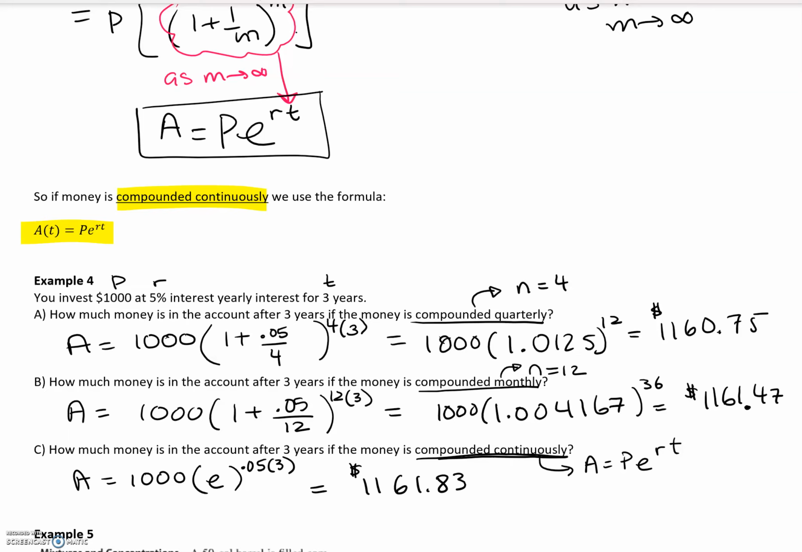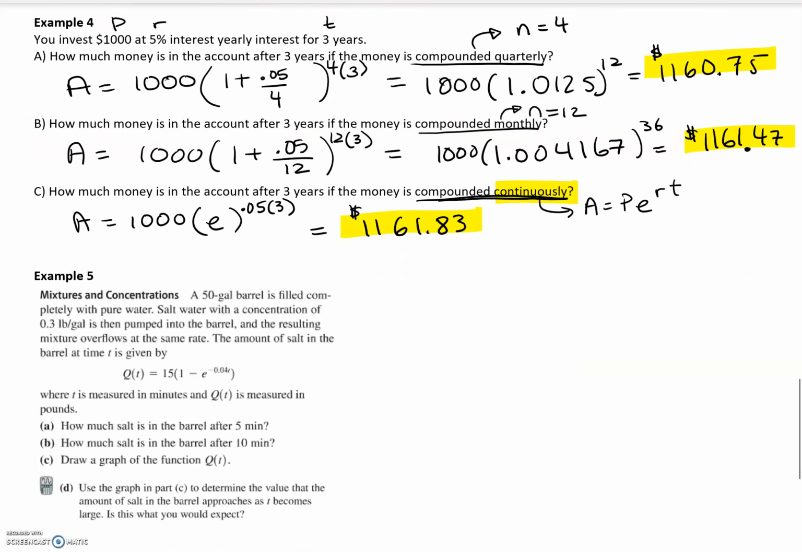So we went from quarterly to monthly, and then we cut right to the chase and said compounding continuously for 3 years will have that much money sitting in your account. So the key word there was continuously. Let's go look at one last example.